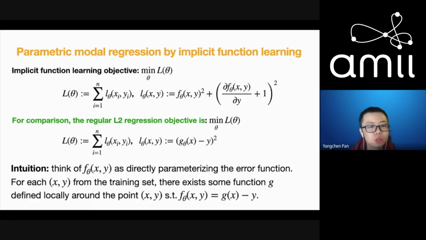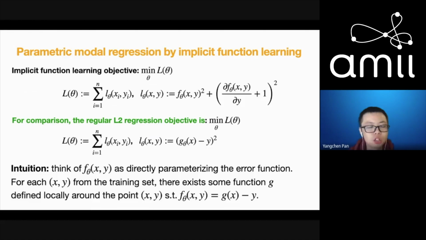An intuitive understanding of our objective is that we can think of f(x, y) as directly parameterizing the error function. That is, for each (x, y) from the training set, we can think that there exists some function g defined locally around that point, such that f(x, y) = g(x) minus y. So the first part in the implicit function learning objective is that we try to minimize the error. And the second part is to make sure that there exists some function g to express y in terms of x, although we do not explicitly learn this g.